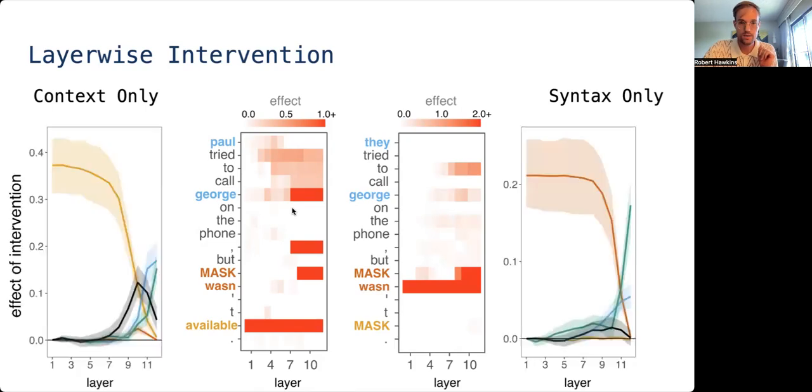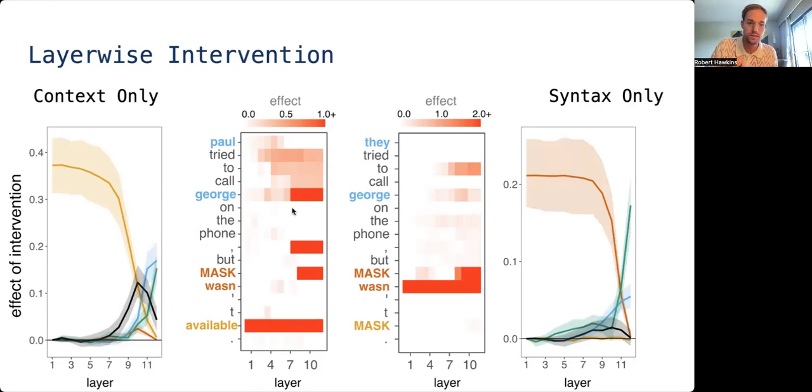So looking at this more systematically across many, many sentences that have their masks and different kinds of context in different places, we see a curve like this, where there are effects of intervening outside the context that start to arise around layer 7 or 8 in the context condition.